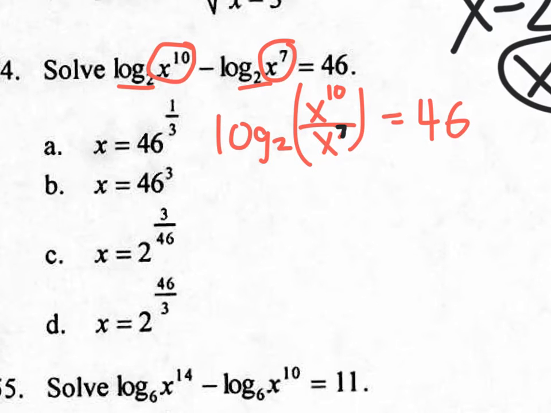And we could simplify the x to the 10th over x to the 7th. All 7 x's cancel with 7 of these, and you're going to have 3 left over. So what we really have is log base 2 of x to the 3rd equals 46.